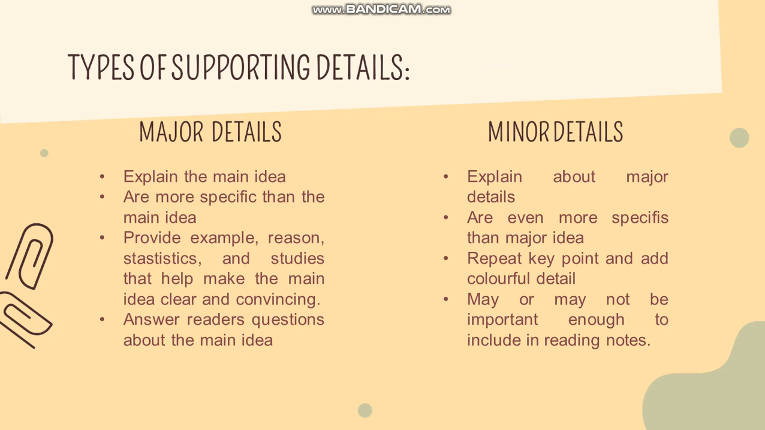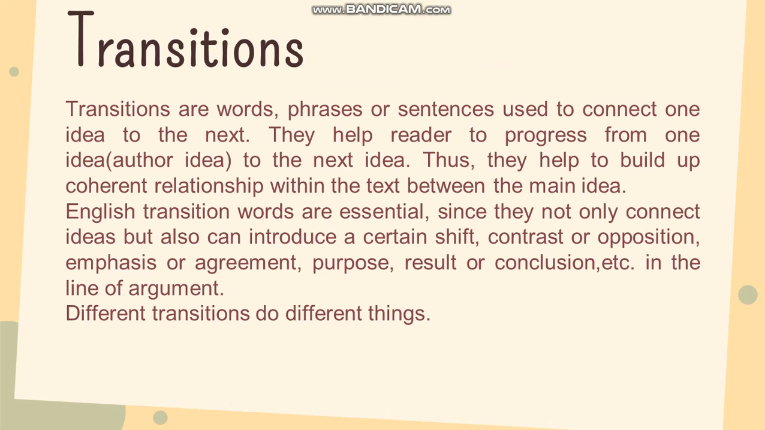Types of supporting details: major details and minor details. Major details explain the main idea, are more specific than the main idea, and provide examples, reasons, statistics, and studies that help make the main idea clear and convincing. They answer the reader's question about the main idea. Minor details explain major details, are even more specific than major details, repeat key points and add colorful details. They may or may not be important enough to include in the reading notes.